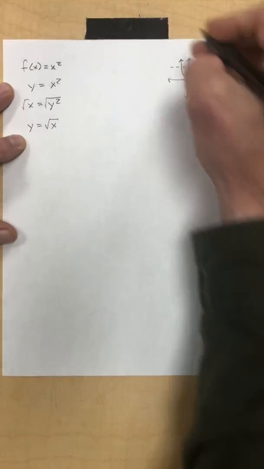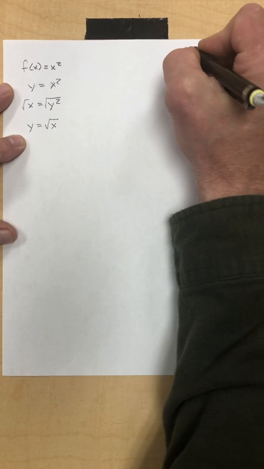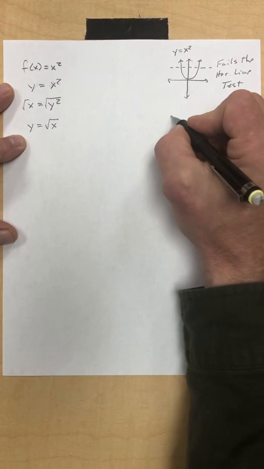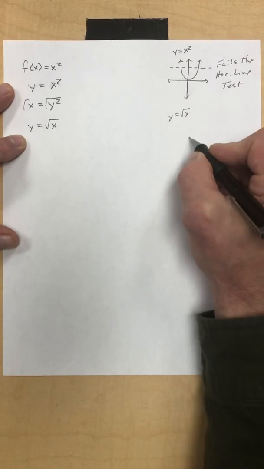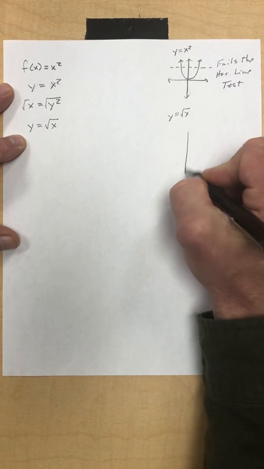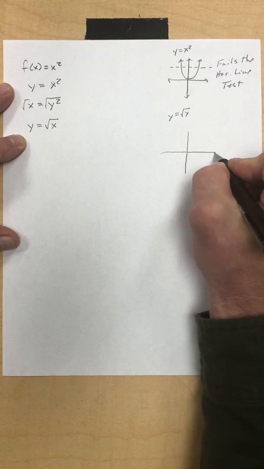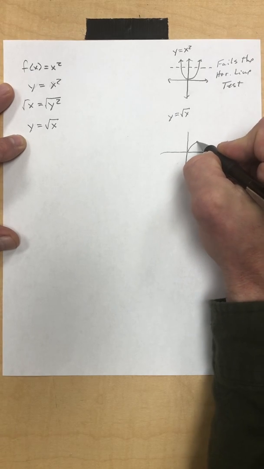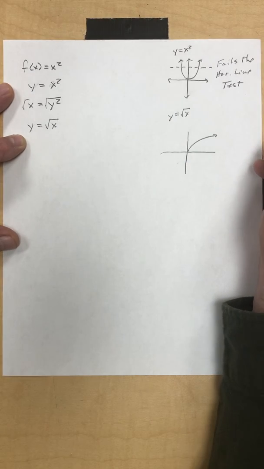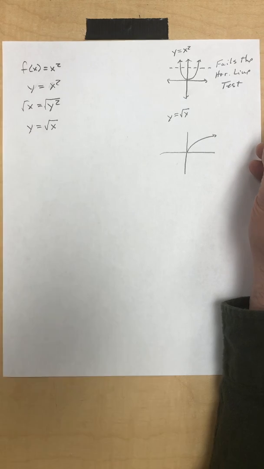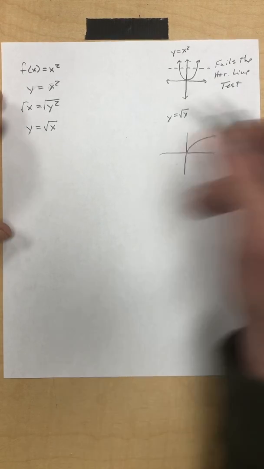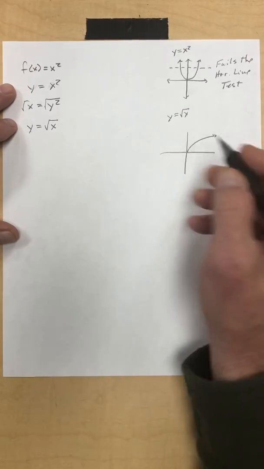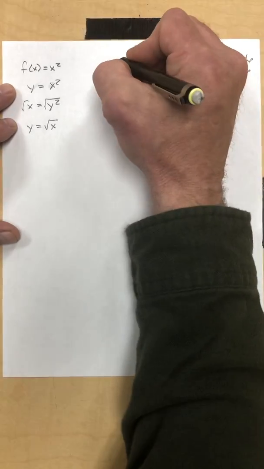Now we know that obviously this is y equals x squared. And if I take a look at y equals the square root of x, I know what that looks like. That guy's going to look like this, right here. And so we say, well, why doesn't this work out everywhere? It has to do with the domains and ranges.